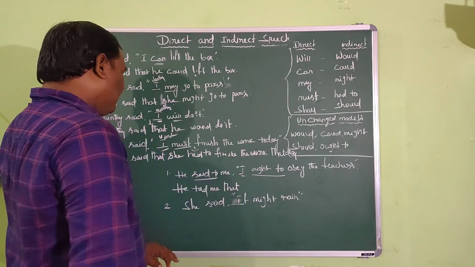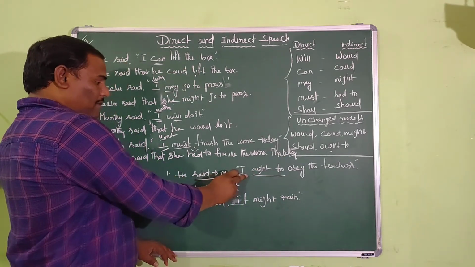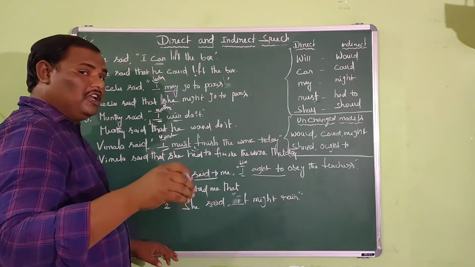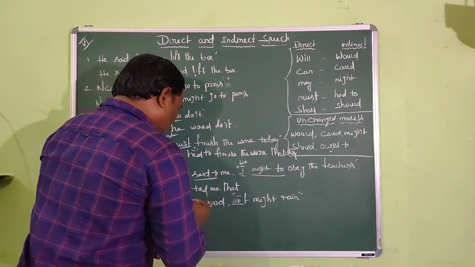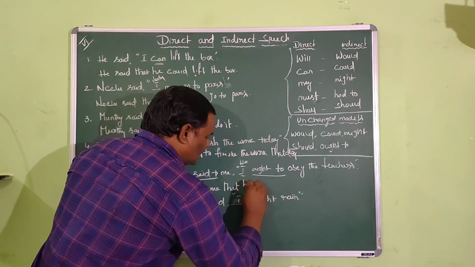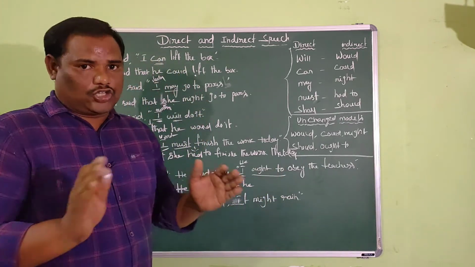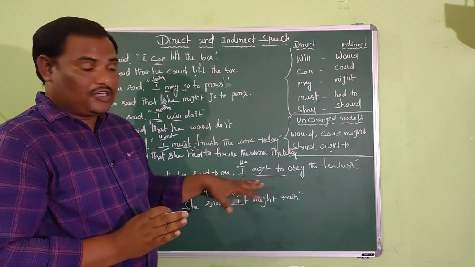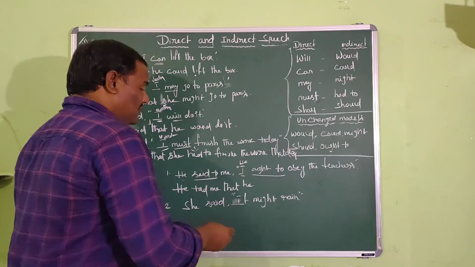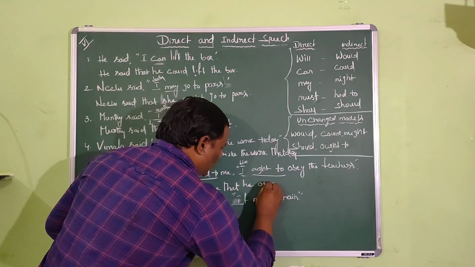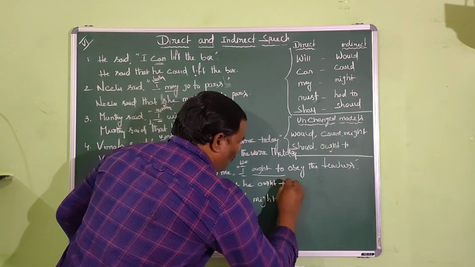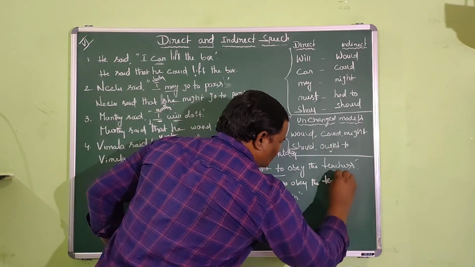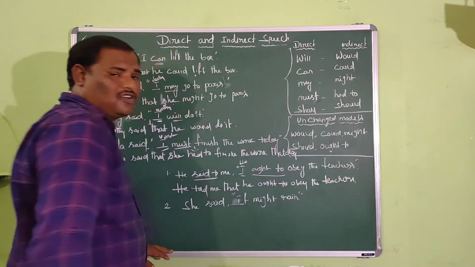Here, the pronoun I refers to he. So as he is already a pronoun, we need not do any change. We can write it as it is. He told me that he ought to. Ought can never be changed. We should never change the modal auxiliary ought to. It is already said clearly. So we can write it as it is in the indirect speech. He ought to obey the teacher. So this is the answer for the question.